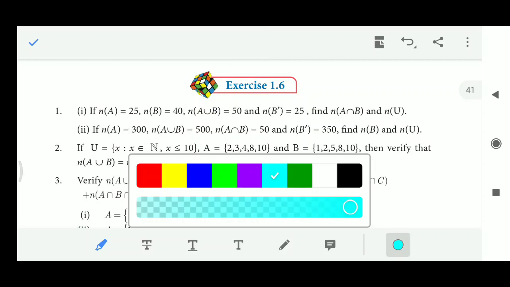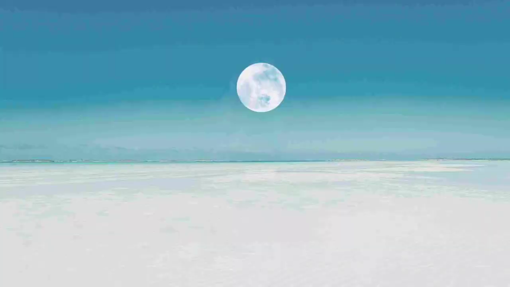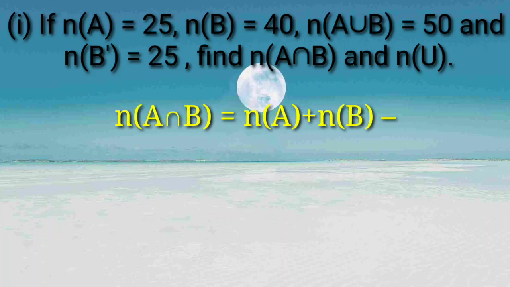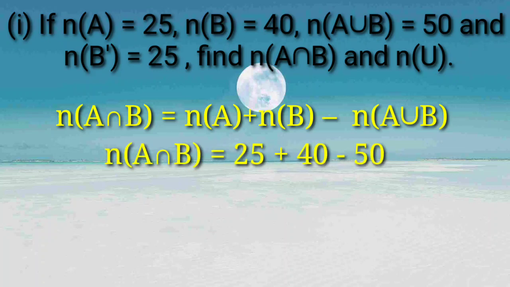Next, we will see one more problem from exercise 1.6, the first sum. n(A) = 25, n(B) = 40, n(A ∪ B) = 50 and n(B') = 25. Find n(A ∩ B) and n(U). First we are going to find n(A ∩ B). The formula is n(A ∩ B) = n(A) + n(B) − n(A ∪ B). If you substitute the three given values, you will get n(A ∩ B) as 15.